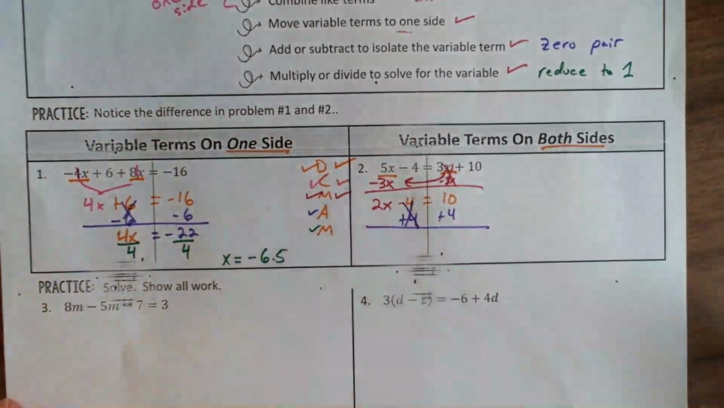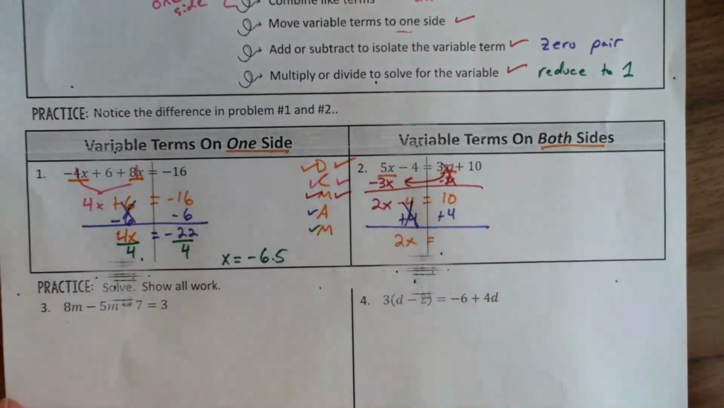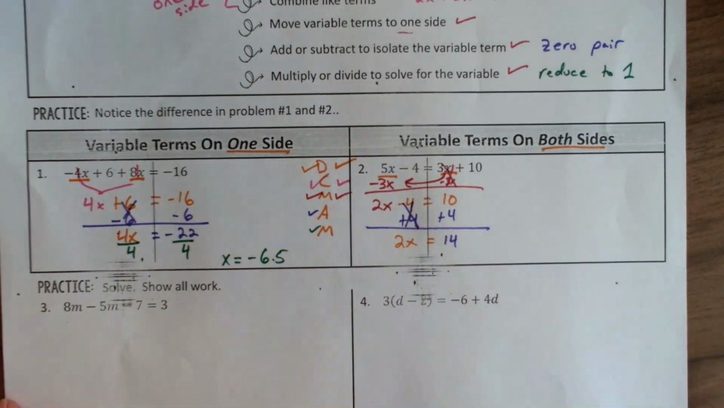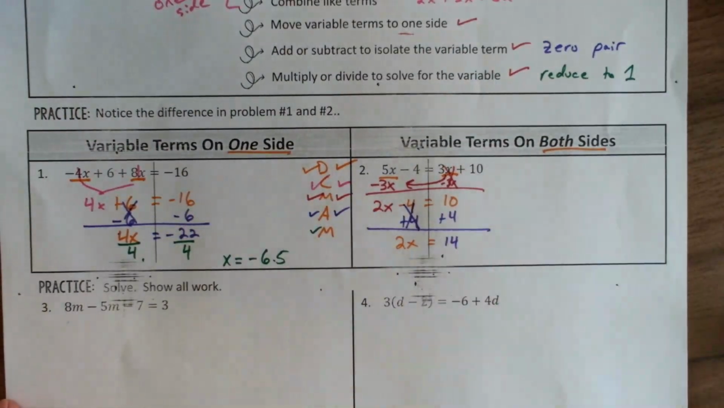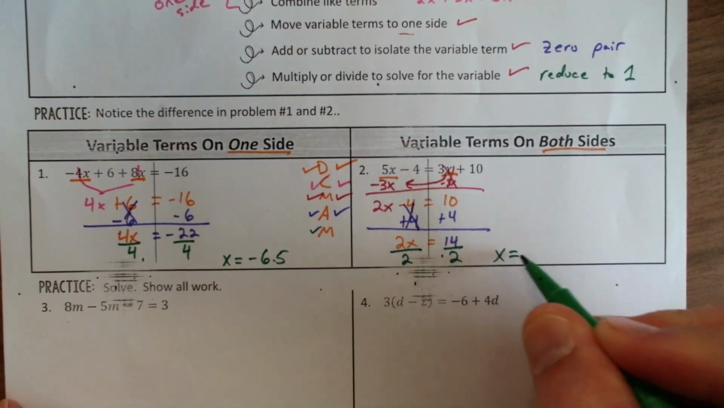That's a zero pair. It goes away. I'm left with 2x equals 10 plus 4 is 14. My last step is to divide by 2, and x equals 7.